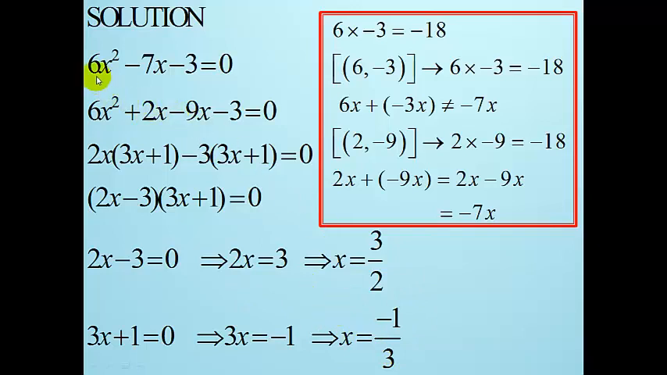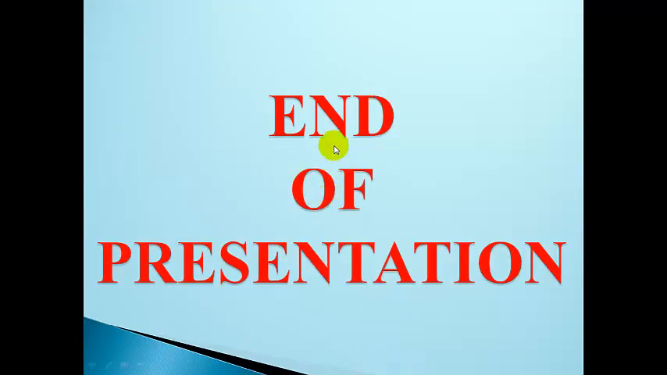So the values of x for which 6x squared minus 7x minus 3 is equal to 0 are x equals 3 over 2 and x equals minus 1 over 3. This is the end of our presentation on quadratic equations.